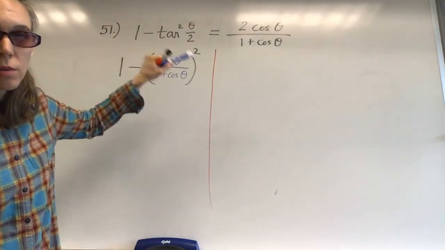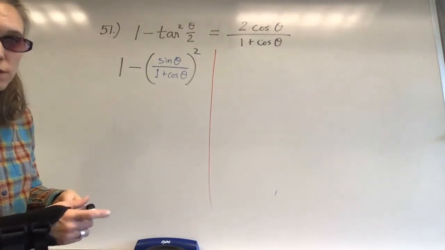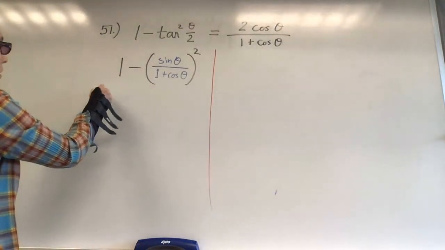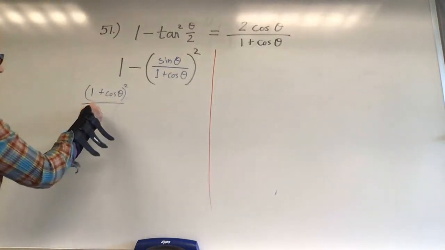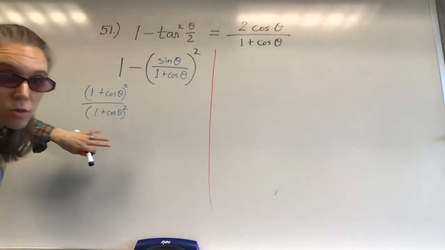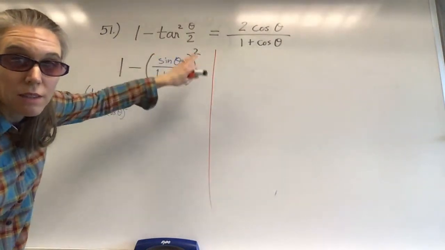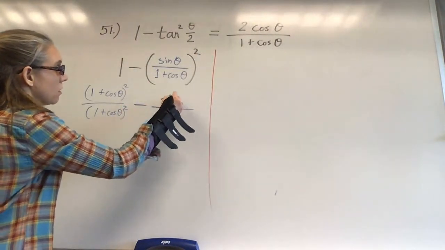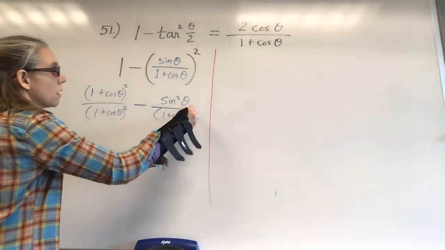And now I'm going to square this, and I'm going to try to combine these into one fraction. So over here on the left, I will rewrite this as 1 plus cosine theta squared over 1 plus cosine theta squared. That's 1 rewritten in a form that's going to be able to combine with this second thing over here. The second part I have is sine squared theta over 1 plus cosine theta squared.